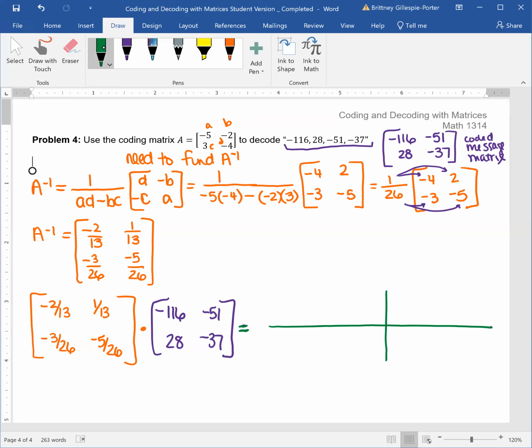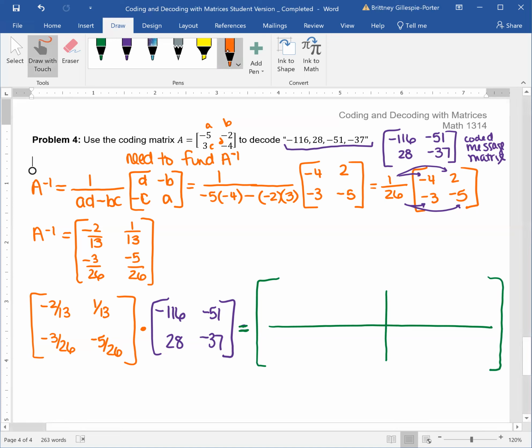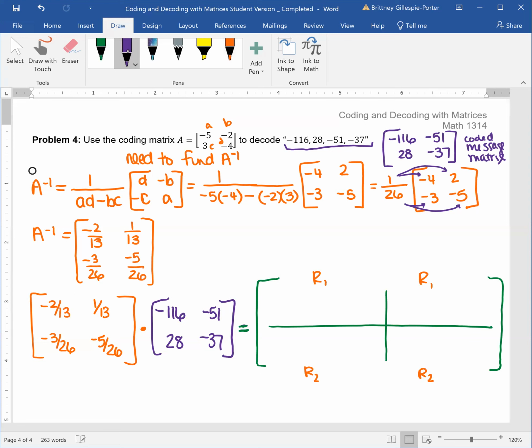I'm going to go ahead and make my little work matrix, and I'm going to go ahead and label it. My rows are going to be in orange because they're coming from my orange matrix. So row 1's up top, row 2's down below. And then we have column 1 coming from the purple matrix and column 2 also coming from the purple matrix. Remember, we do this setup only to help with the multiplication that you have to show by hand.